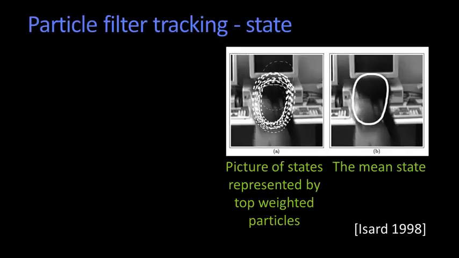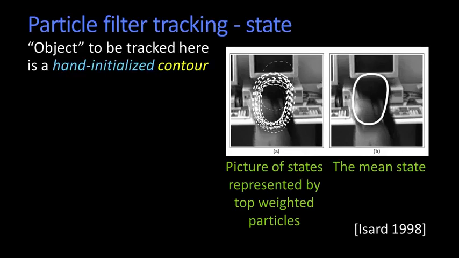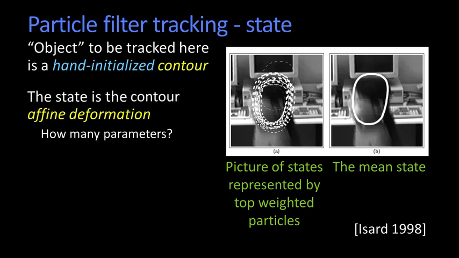And the first question is, what is this state? The object that was to be tracked was a hand-initialized contour of the head. On the left here, you see a bunch of contours. In fact, there's even one that's up here. Those contours are represented by each or many of the particles, the top particles. For example, you can talk about the mean state as being the average of the particles. But that doesn't really tell you what it is. What do you mean, the state of a contour?